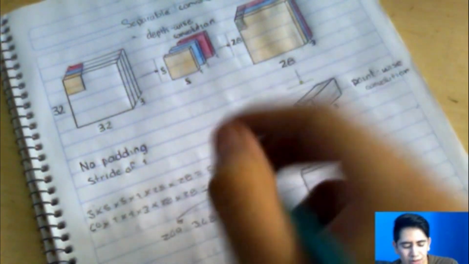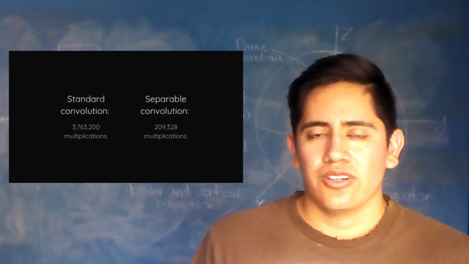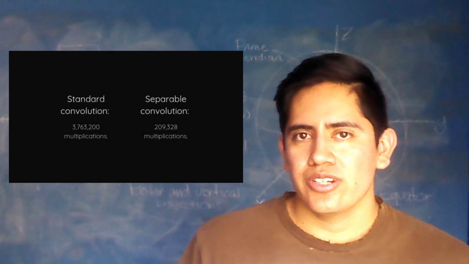209,328 multiplications. As you can notice, this is a very small value compared with the previous one. So these are the number of multiplications. As you can see, the separable convolution is more efficient.